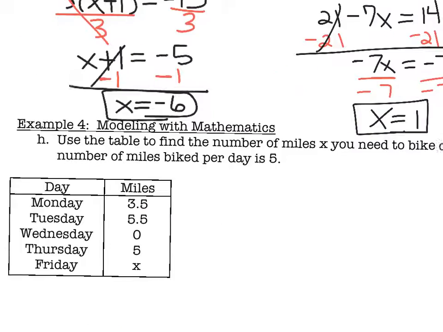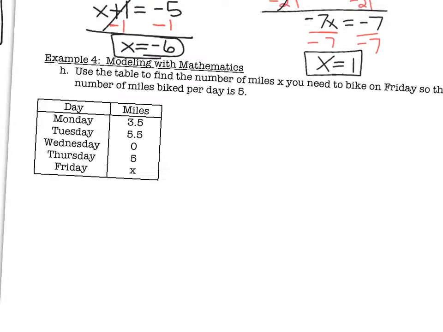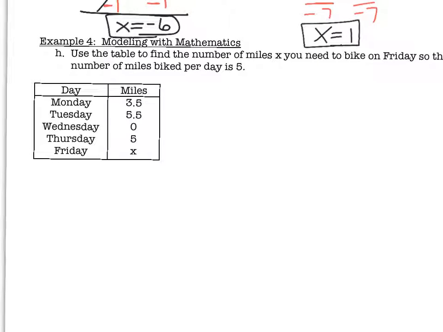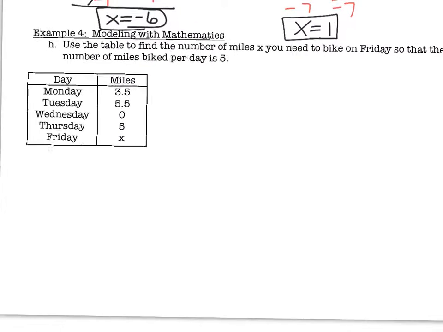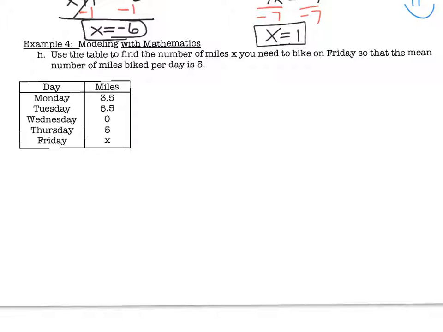Last problem. We have to find the missing number for Friday. So let's read the problem. It says, use the table to find the number of miles x you need to bike on Friday so that the mean, or the average number of miles biked per day is 5.